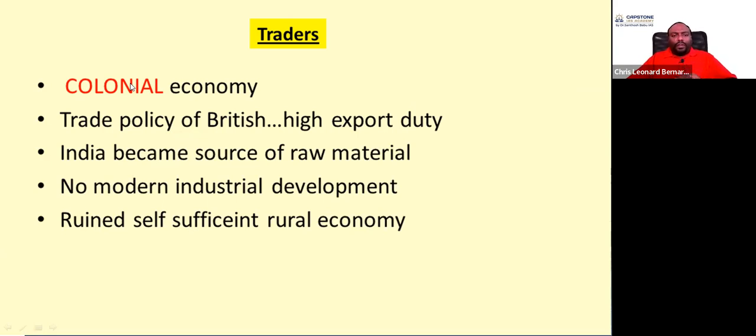India became a place where raw material was grown and sourced to London, and there was no modern industrial development. All the raw materials which they took from India infused the industrial revolution in England, and moreover, this ruined the self-sufficient rural economy which existed prior to the British taking over power from the Mughals. And there were grievances from the tribals.